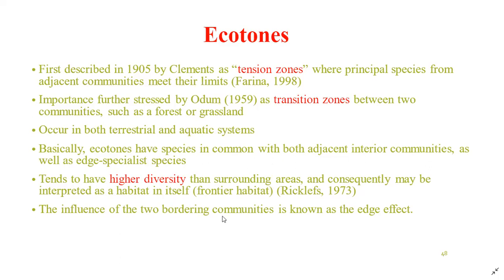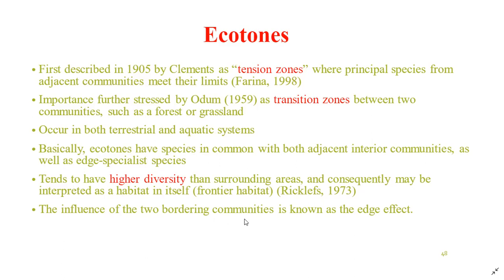This is a very important line, because sometimes an ecotone, which is just the transition zone between two habitats, ends up becoming a frontier habitat itself, or with the course of time, on a timeline, it itself will become a habitat. The influence of two bordering communities is known as the edge effect. Okay, this is the term. It is very popular in ecology. What is edge effect? Normally if people ask you, you should know this.